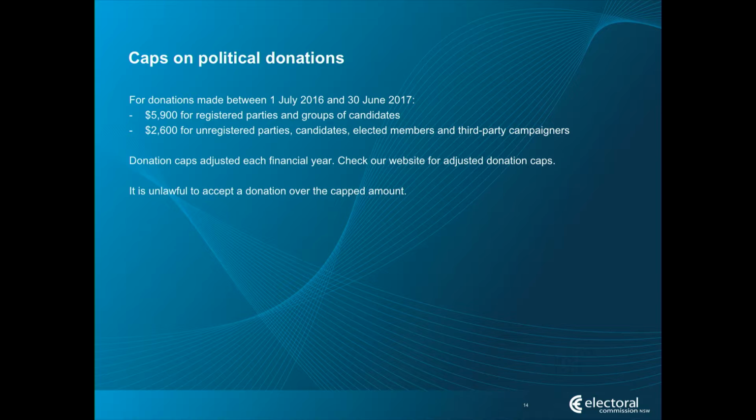From the 1st of July 2016, there are now caps on political donations for local government elections and local councillors. The caps are adjusted for each financial year. So for the year 1 July 2016 to 30 June 2017, the relevant caps are $5,900 for registered political parties and groups, and $2,600 for unregistered parties, candidates, elected members, and third-party campaigners. It is unlawful for you to accept a donation that is over the capped amount.